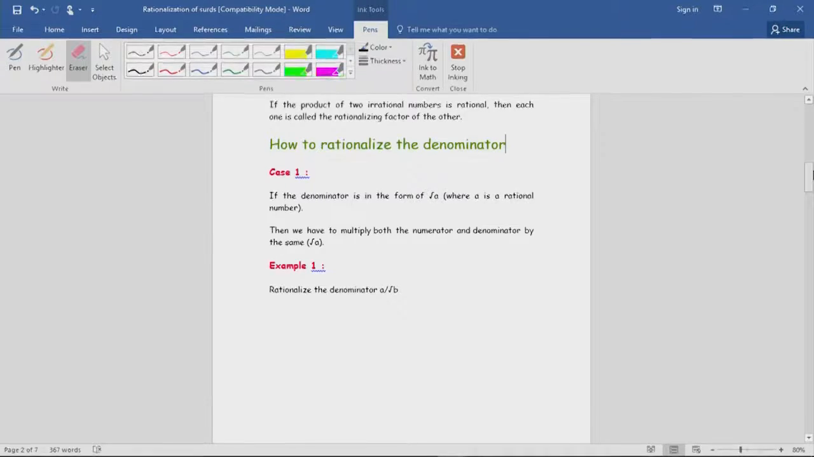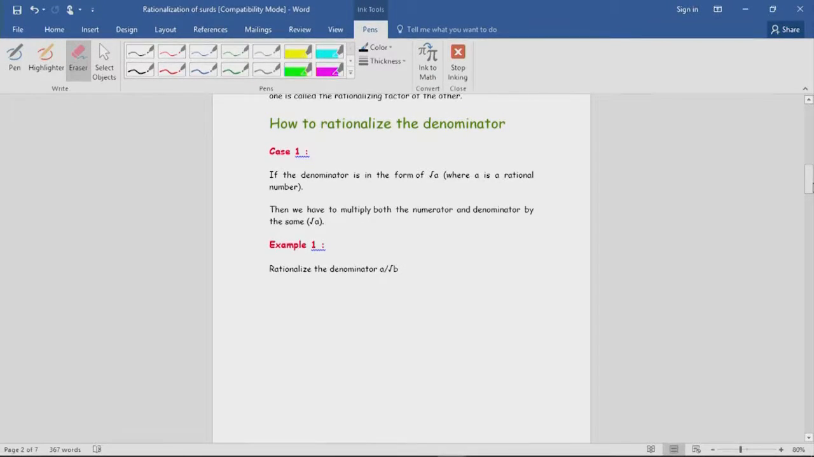Let's look at our first case. Case 1 says if the denominator is in the form of the square root of a, where a is a rational number. Remember, a is a rational number, but because it is under the radical sign, that is the square root sign, definitely the situation changes. So therefore it's no longer a rational number. Therefore we have to multiply both numerator and denominator by the same radical, by the same term.